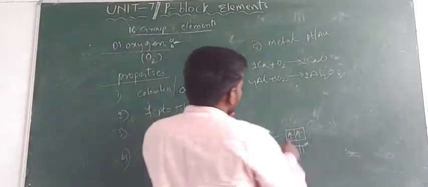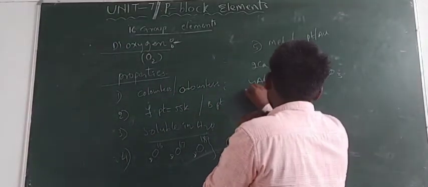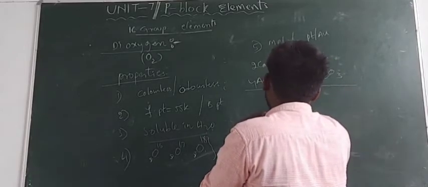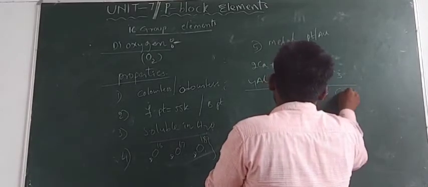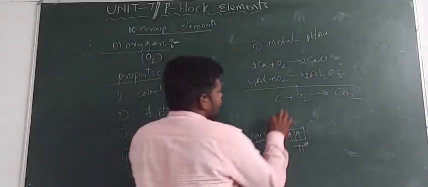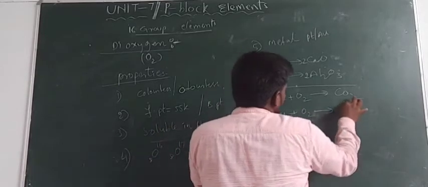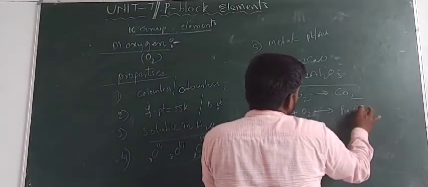And next one, dioxygen can oxidize the non-metals also. Example, carbon, when it is treated with oxygen, we can get carbon dioxide, that is a non-metal oxide, and when phosphorus is treated with oxygen, then here we can get phosphorus pentoxide, P4O10.